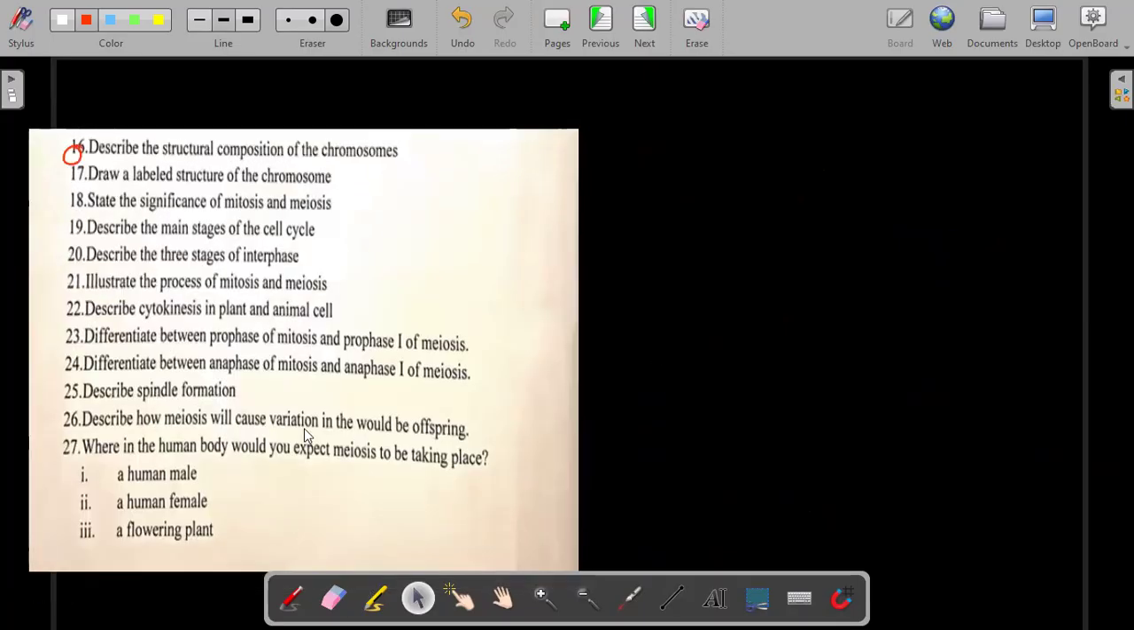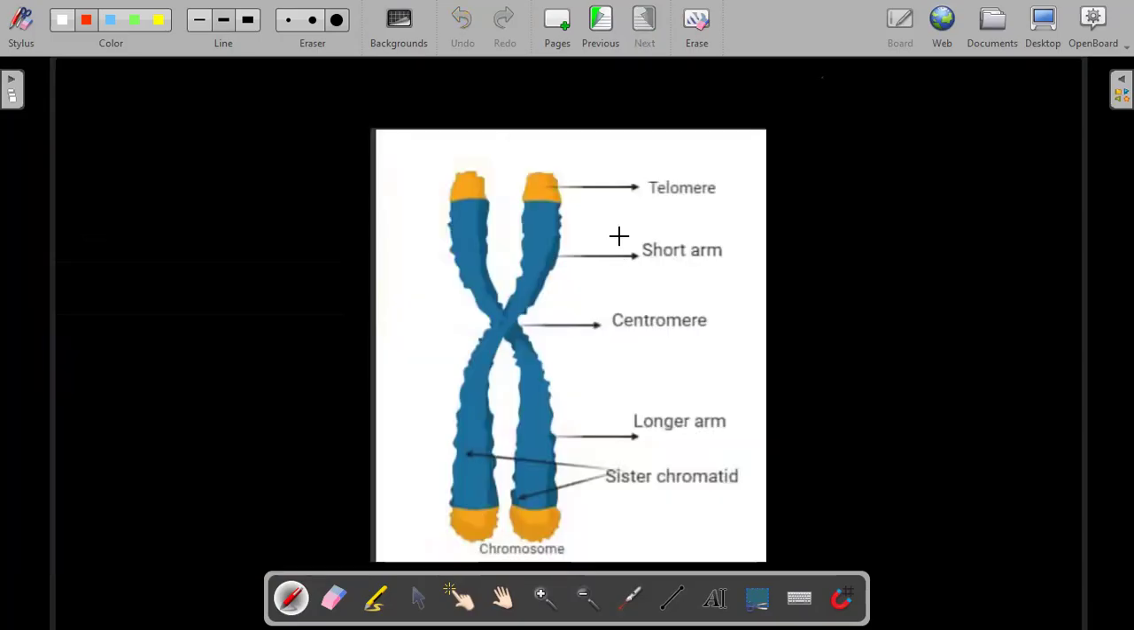Okay, so we can go to question number 17, which is saying draw a labeled structure of the chromosome. So this is the structure of the chromosome. Like we've mentioned, it will have parts. You can see the telomere there towards the end of each chromosome. In yellow there, these are telomeres. They are there to protect your chromosome against damage.